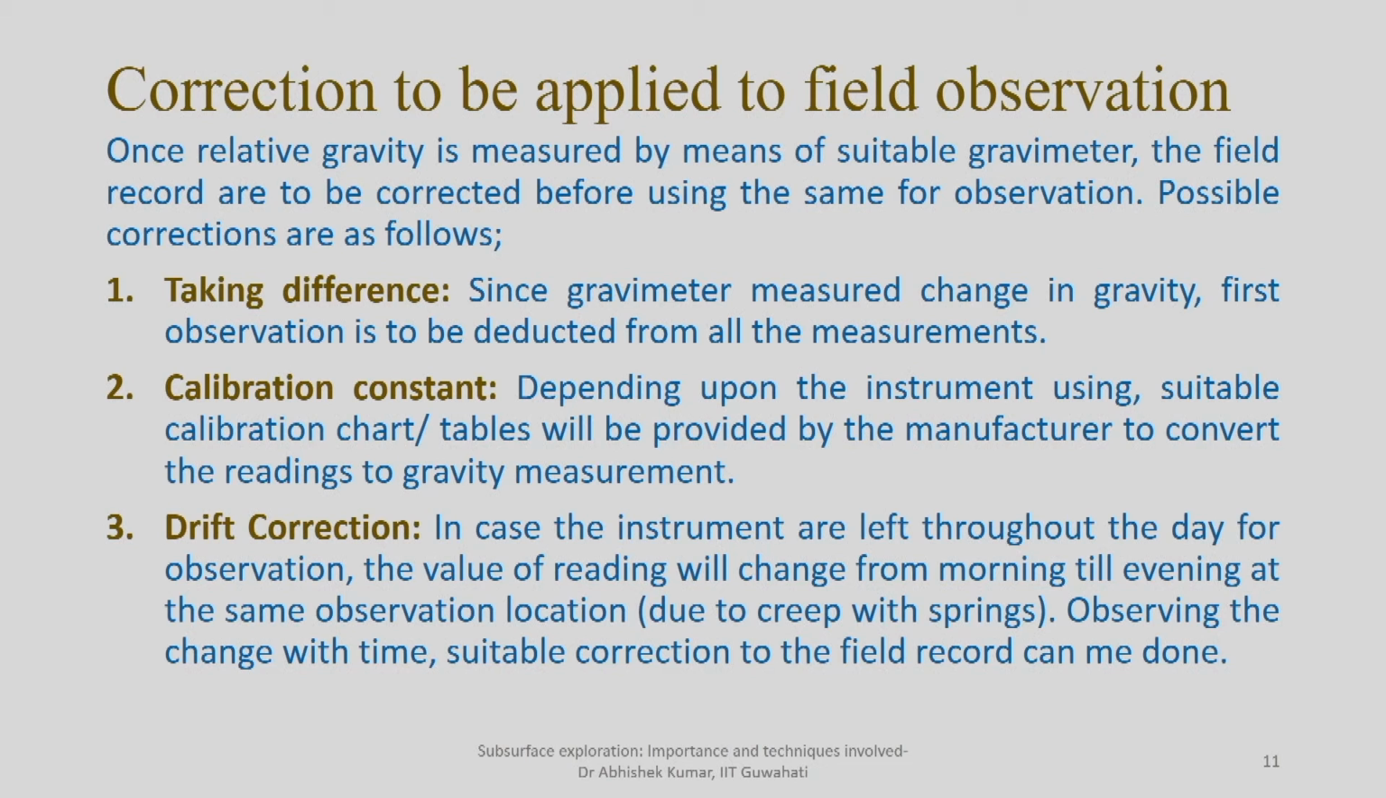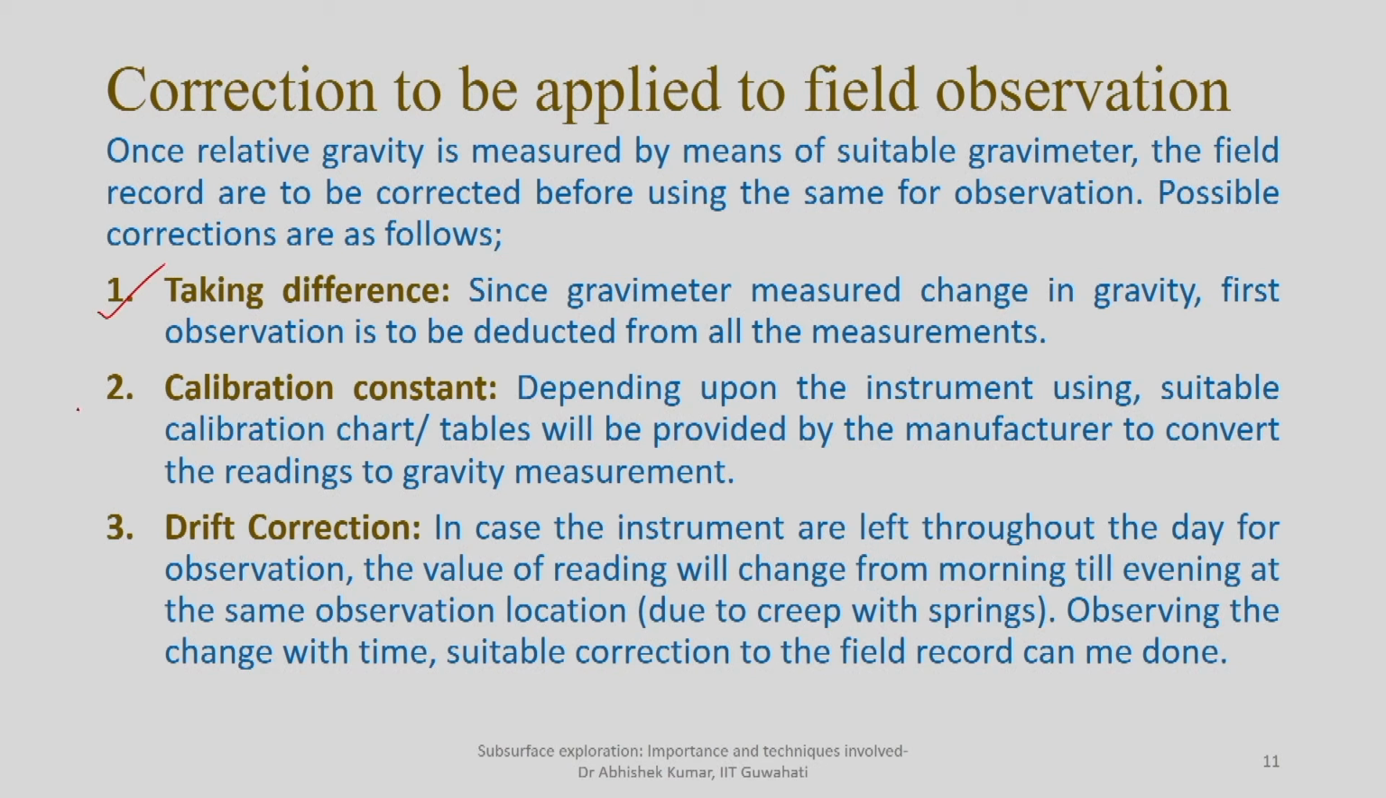So, the corrections which are to be applied to field observations are as follows. First one is taking difference. As I mentioned, in a gravity survey, we try to find out the relative change in gravity with respect to a datum, or mean sea level, or any reference point. So, whatever measurements you are doing at the second, third and further observation points or grid points, you have to take the difference with respect to the first point in order to see how the gravity changes. This is called taking difference.